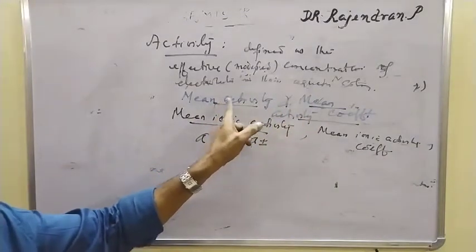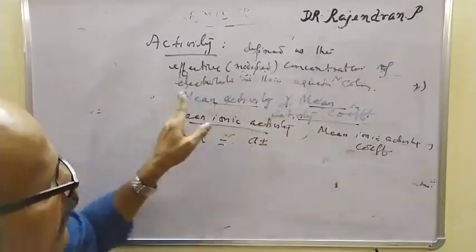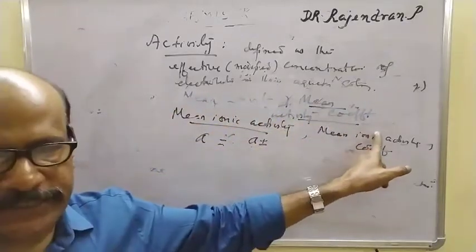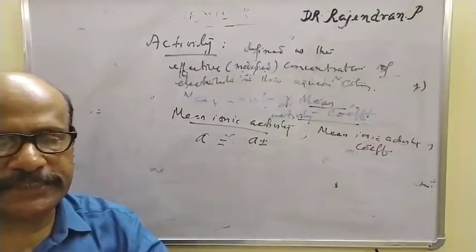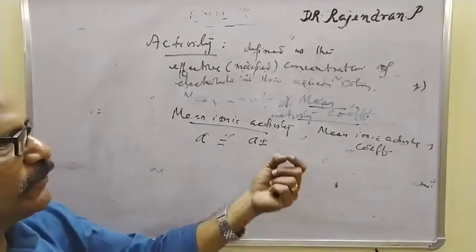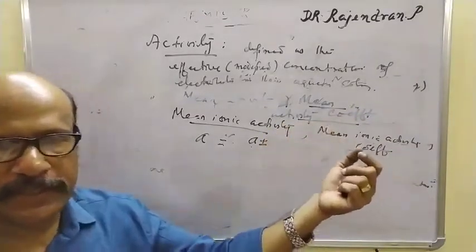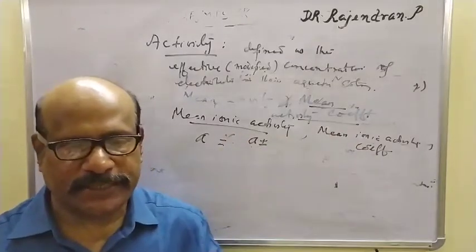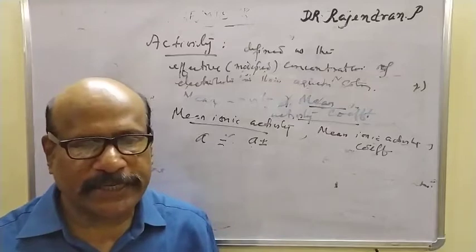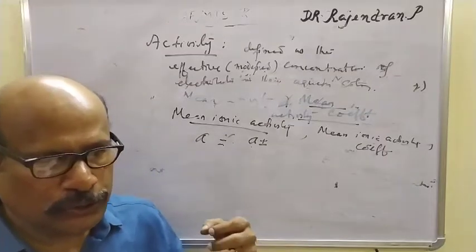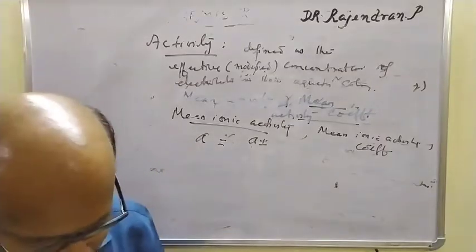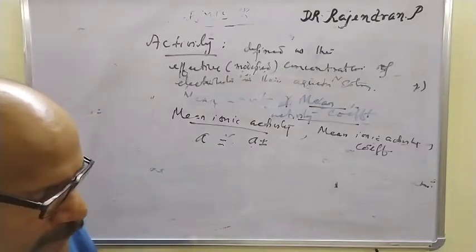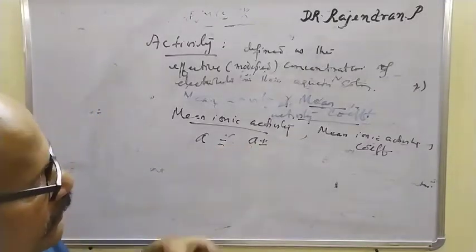The activity of an electrolyte is usually expressed in terms of mean ionic activity, because ions in the solution exist as positive and negative ions. So we have to go for a geometrical term. The activity of an electrolyte in the solution is taken as the geometrical mean of the activity of cation and anion.